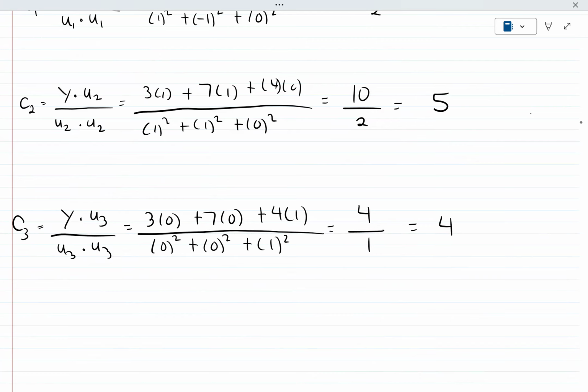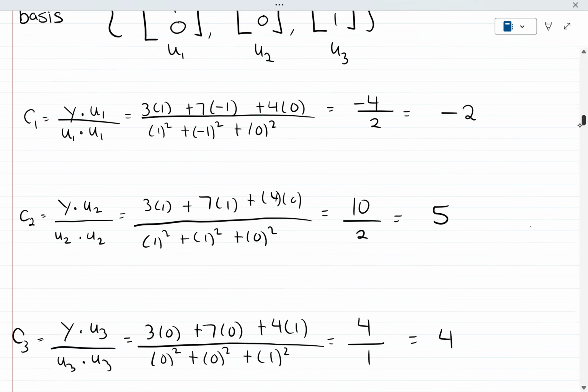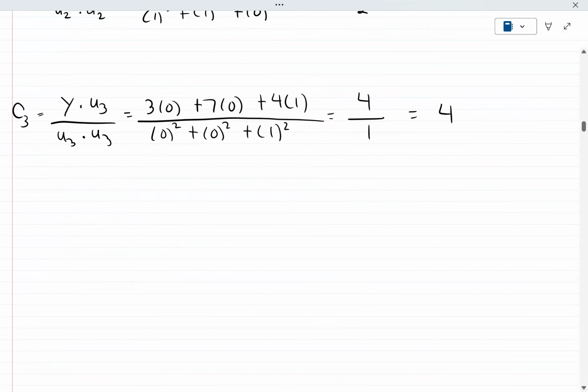Okay, so I found my C1, my C2, and my C3 from using the formula that was given. So let's find the last part. It says express it as a linear combination. So basically they want you to put it in y equals. So y equals C1 times U1 plus C2 of U2 plus C3 times U3.